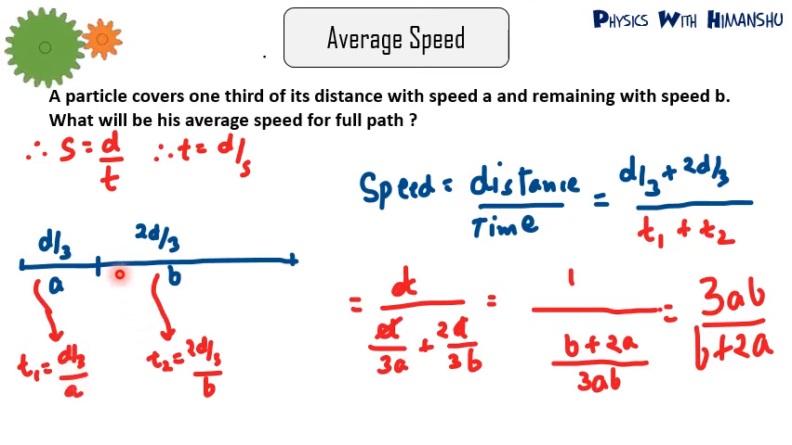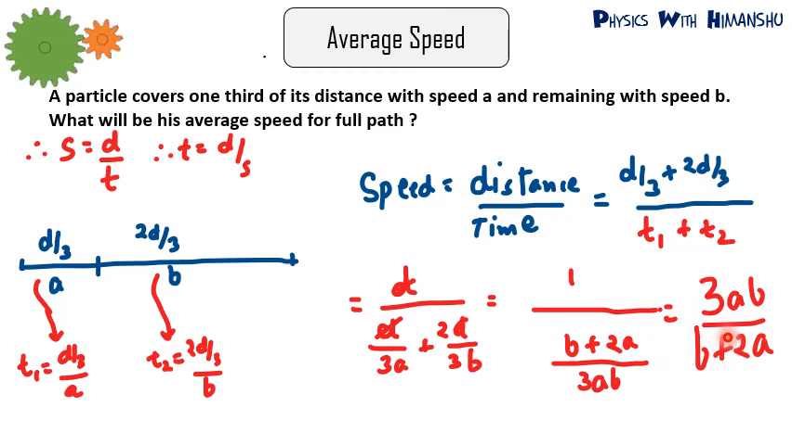And in the second part, again, speed is distance by time, so time will be distance divided by speed. So distance will be 2d by 3, speed will be b. So we have total time, that is t1 plus t2. So speed will be total distance divided by total time. Total distance is d, t1 is d by 3a, t2 is 2d by 3b. So if we simplify, then d and d and d will cancel out. What will be remaining is 3ab upon b plus 2a.